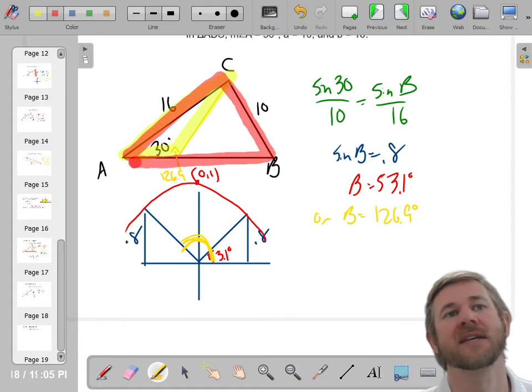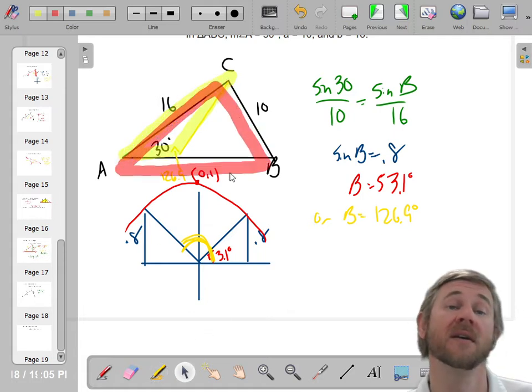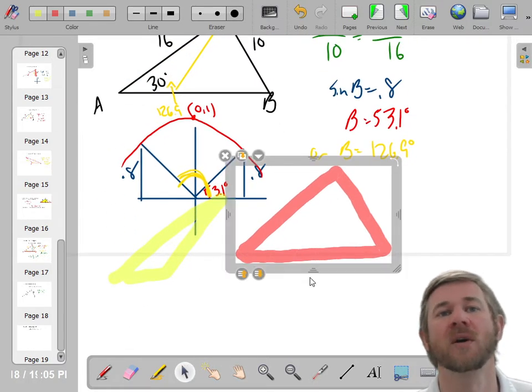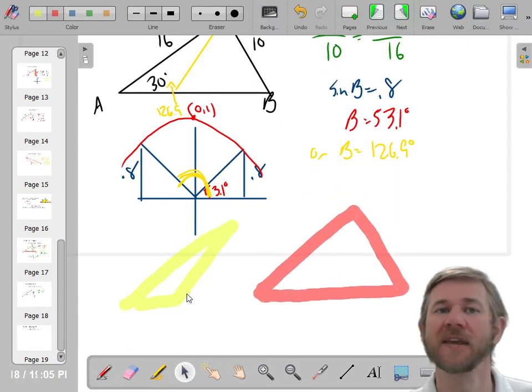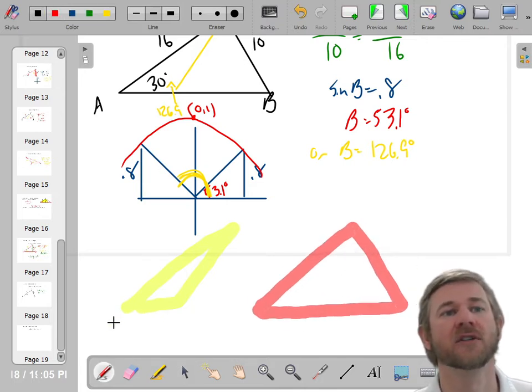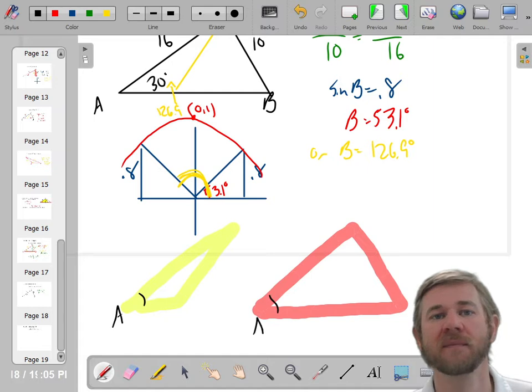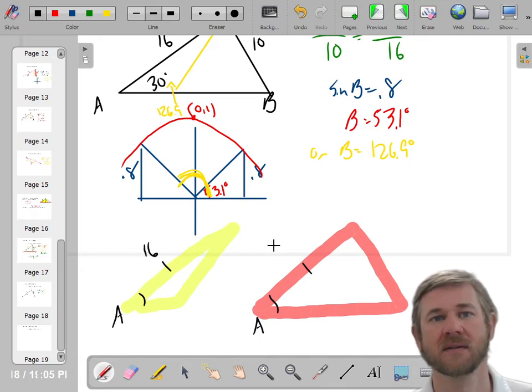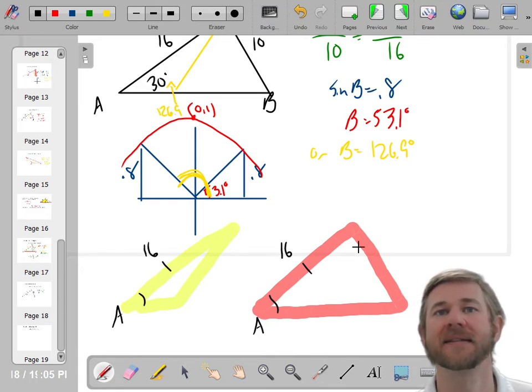And that's why we call this the ambiguous case, because ambiguous means we're not sure. We can't really narrow it down here. It could be either one. But I think it's important you understand what these two triangles share. First of all, angle A in both of them is 30 degrees. This length in both of them is 16. And then this is 10 in both of them.